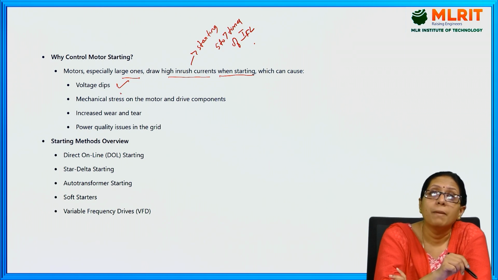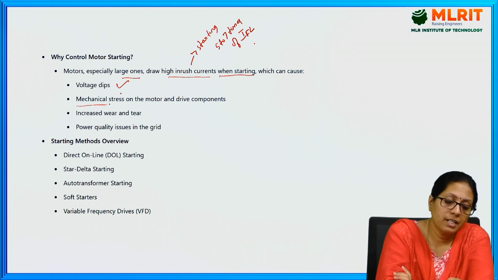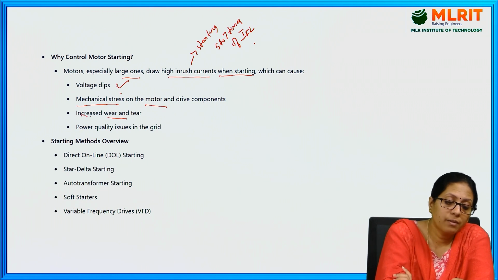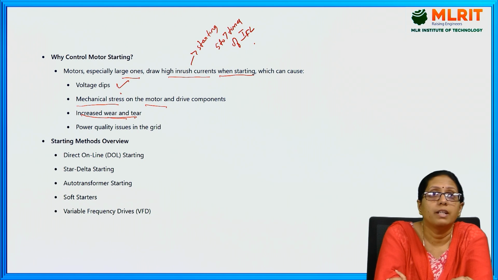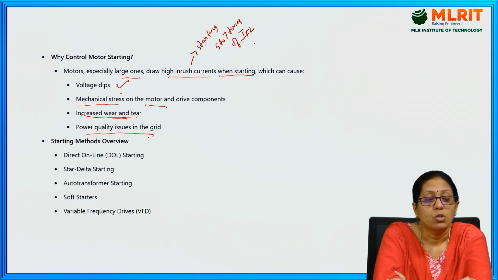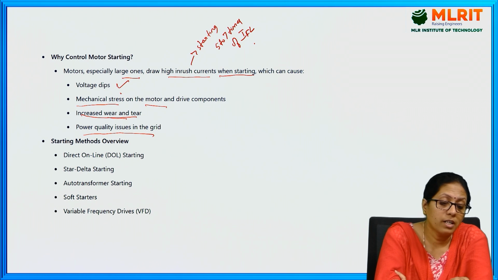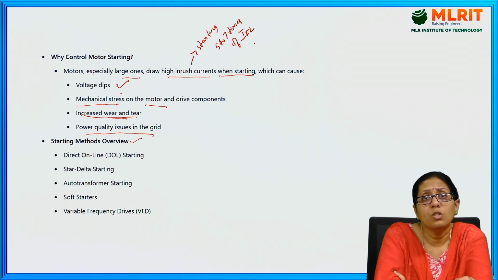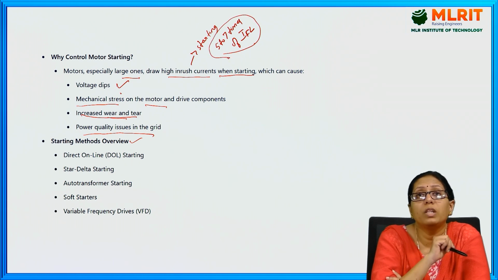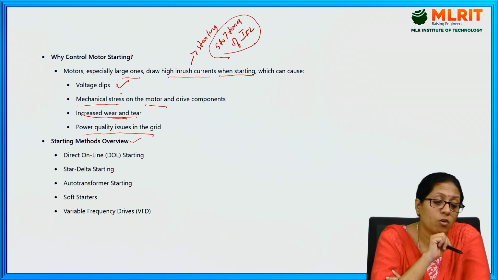Next one is mechanical stress. Mechanical stress on the motor increases. The wear and tear of the motor increases, and power quality issues may also occur. So all these are the different effects because of this increase in starting current. What are the starting methods overall? For reducing these effects due to the starting inrush current, what are the different starting methods which are being used?